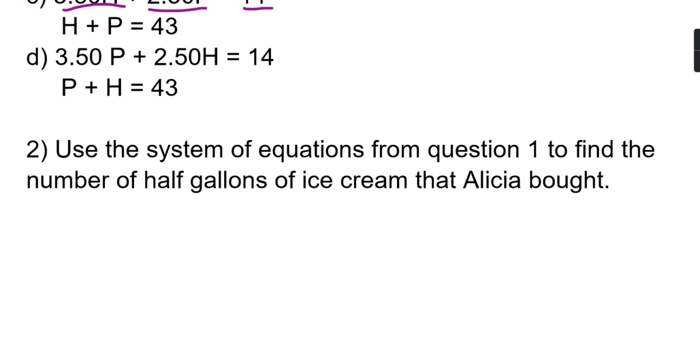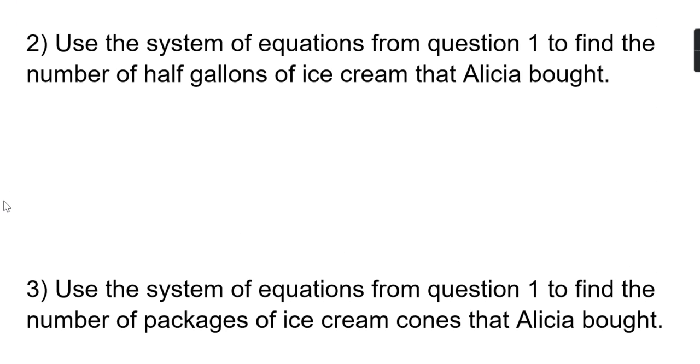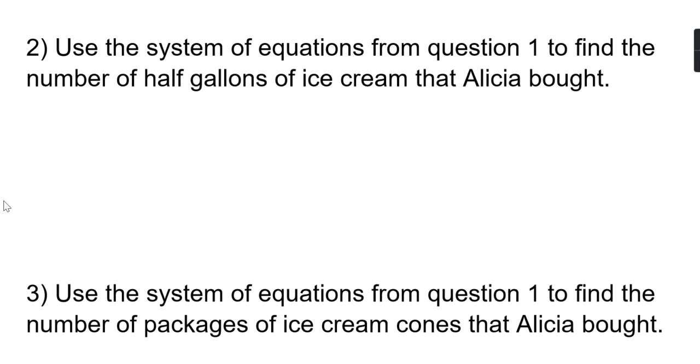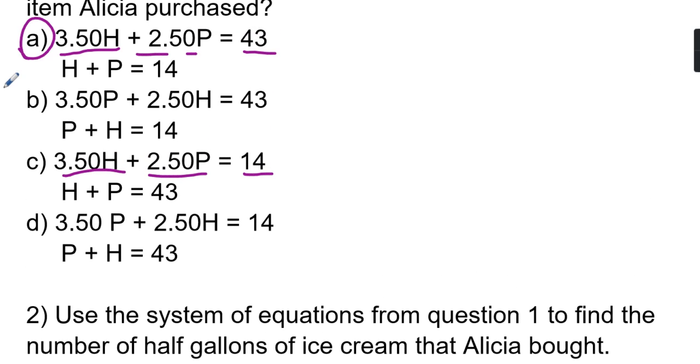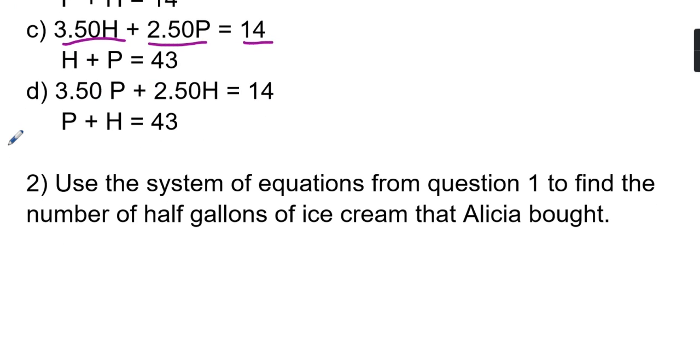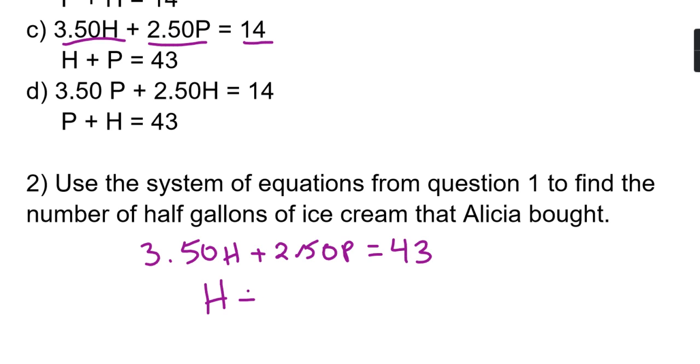Then I included the next 2 questions here because they ask us to use a system of equations to solve. Okay, so 2 says use a system of equations from question 1 to find the number of half gallons of ice cream that Alicia bought. So we see that we want to solve for H, the number of half gallons. So I'm going to copy down the system right here. So it was $3.50H plus $2.50P equals 43, and H plus P equals 14.